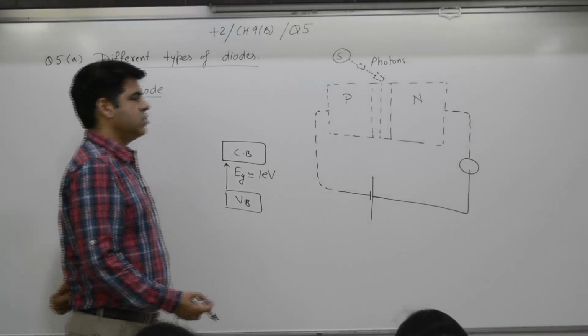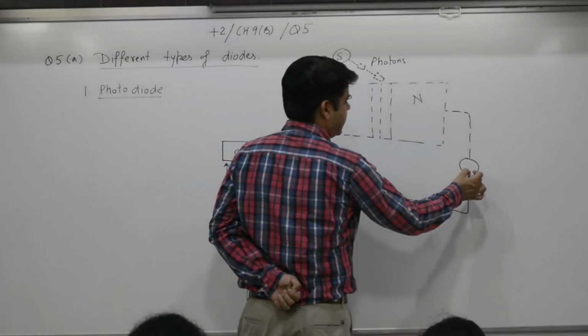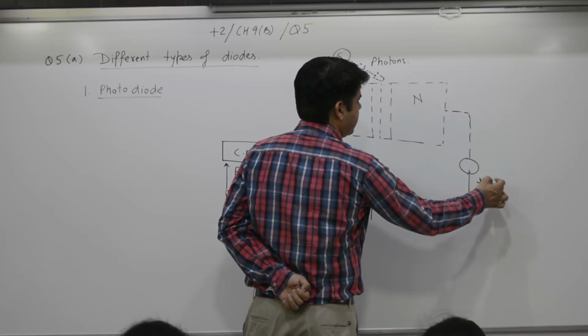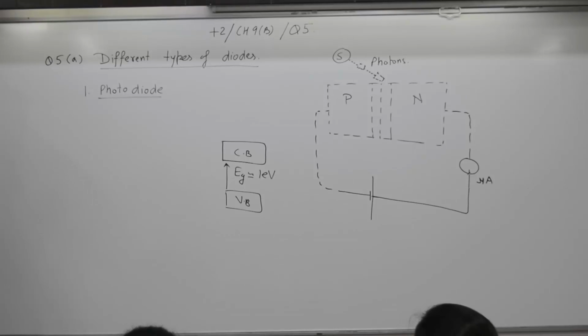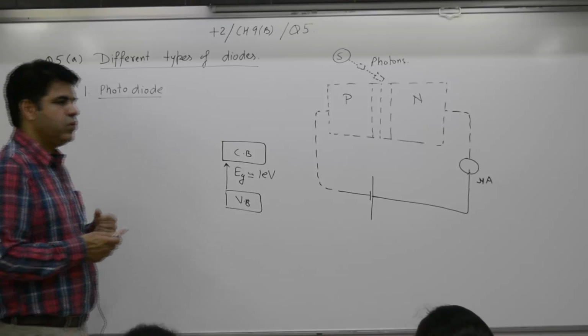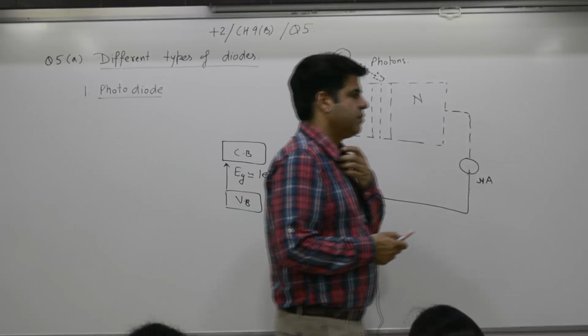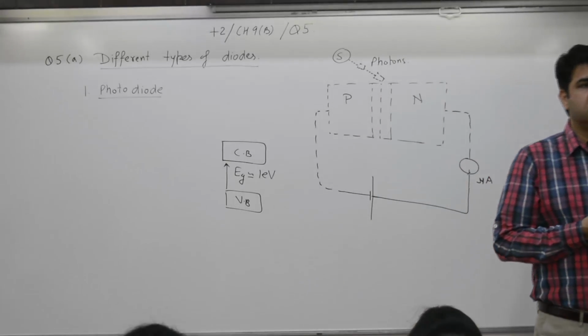Because it is reverse bias, this current is small, say of the order of microamperes. Then high intensity of light means high current. How? Tell me, how will the current become more?